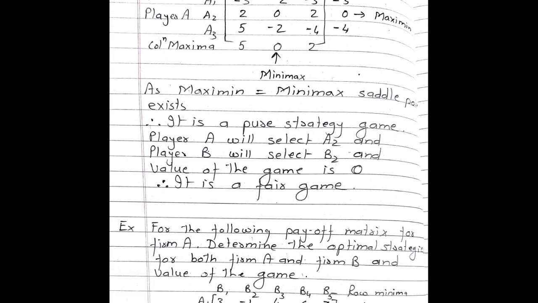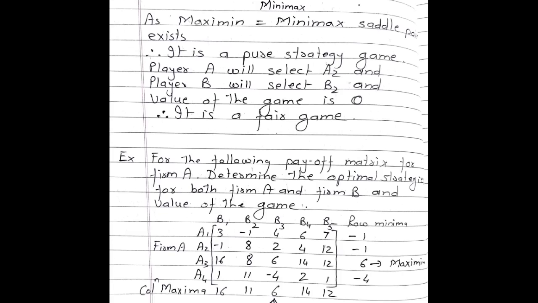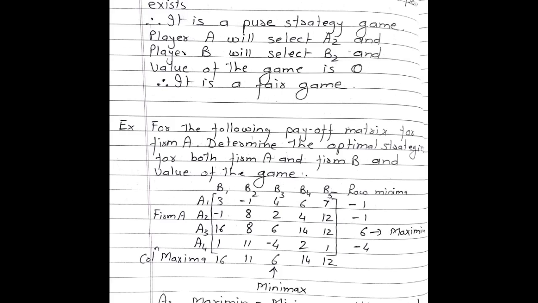Next example. For the following payoff matrix, for firm A, determine the optimal strategies for both firm A and firm B and the value of the game. Payoff matrix is given to us. For firm A, there are 4 strategies A1, A2, A3, A4. For firm B, there are 5 strategies B1, B2, B3, B4, B5. And the payoff matrix is given.